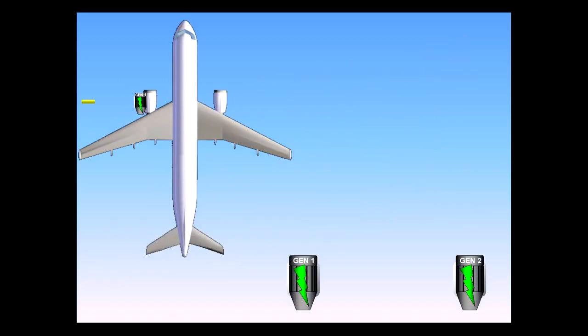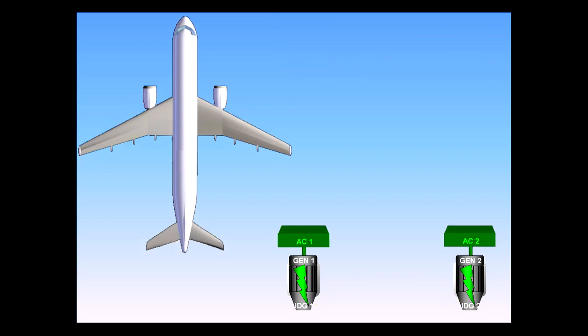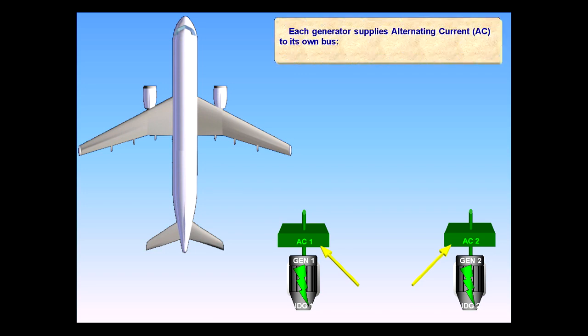There are two engine-driven generators. The generators maintain a constant speed by a drive mechanism known as an integrated drive generator, IDG. Each generator supplies alternating current, AC, to its own bus.